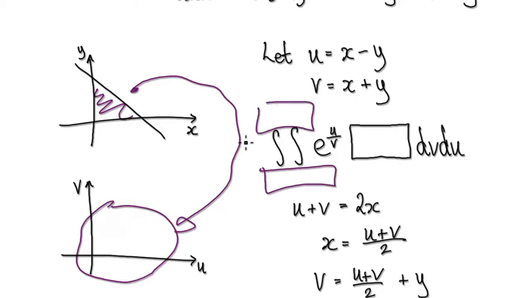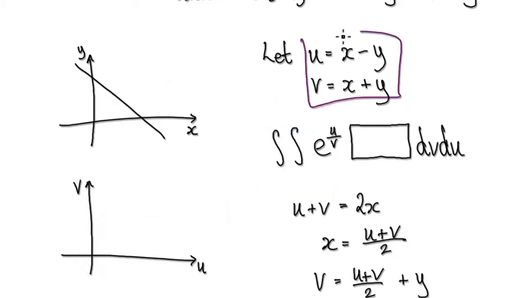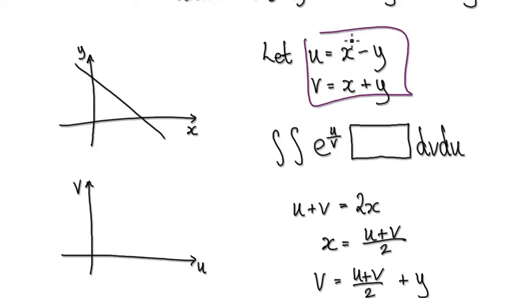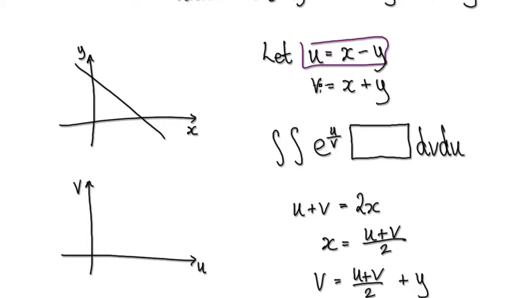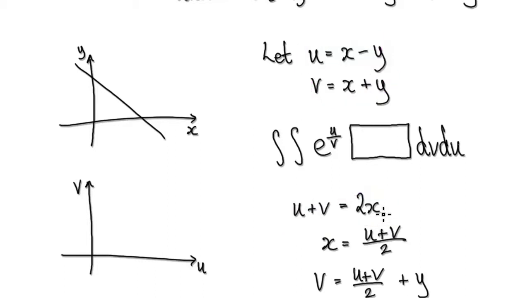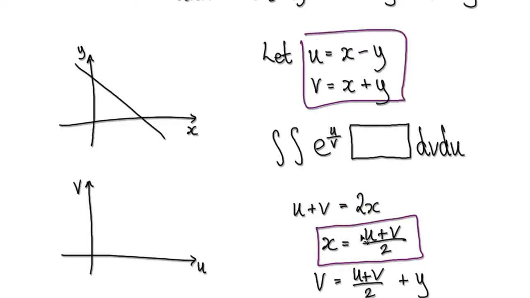To work out this adjustment in the region, abandon this and try to make x the subject and y the subject. Work in terms of x and y rather than u and v. For example, we can use these two equations to eliminate the y. If you get this equation, add this equation, it will give you this, because these two will cancel each other out. Now make x the subject. So x equals this.